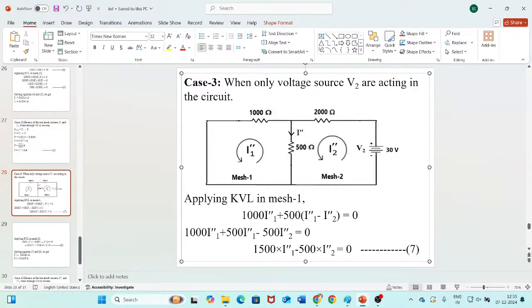So this is it. 1000 I1 double dash plus 500 I1 double dash minus 500 I2 double dash equal to 0. So 1000 I1 double dash plus 500 I1 double dash is 1500 I1 double dash minus 500 I2 double dash equal to 0. Let me give some numbering; I have considered it as equation 7. So now apply KVL in mesh 2.